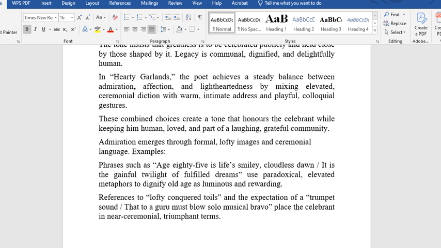Admiration emerges through formal, lofty images and ceremonial language. Let's look at some examples here. Phrases such as, "Age 85 is life's smiling, cloudless dawn. It is the gainful twilight of fulfilled dreams," quoted from the poem, use paradoxical, elevated metaphors to dignify old age as luminous and rewarding.